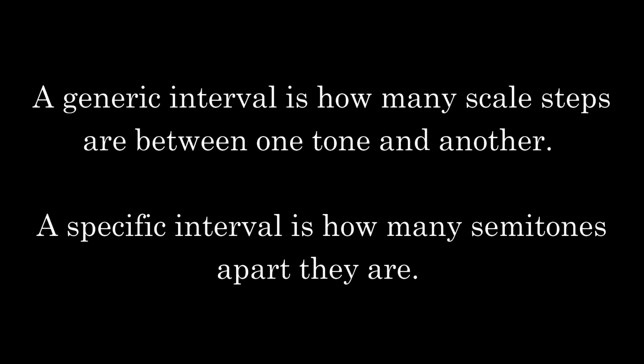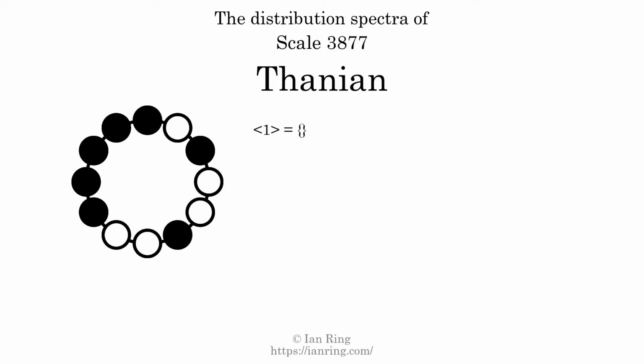A specific interval is how many semitones apart they are. The generic interval of one scale step comes in 3 different specific interval sizes: 1 semitone, 2 semitones, and 3 semitones. The spectrum width of this generic interval is the highest, 3, minus the lowest, 1, which equals 2. The generic interval of 2 scale steps comes in 5 different specific interval sizes. 2 semitones, 3 semitones, 4 semitones, 5 semitones, and 6 semitones. The spectrum width of this generic interval is 4.